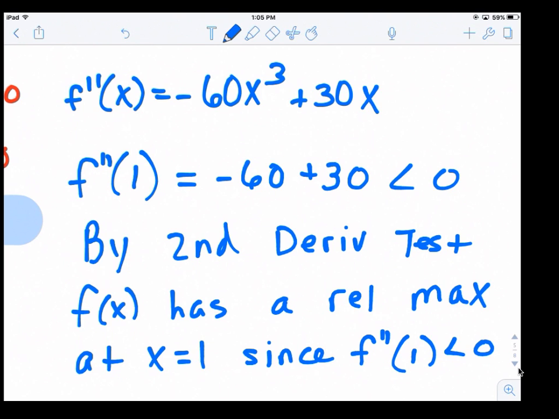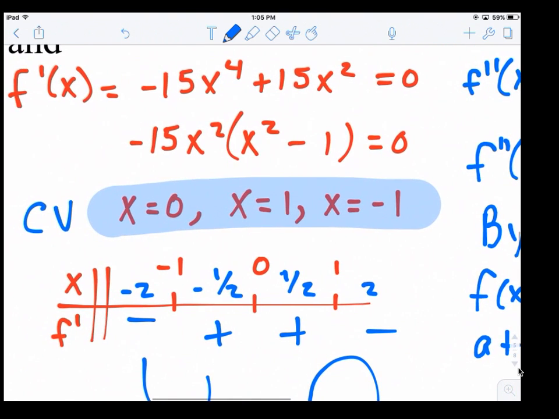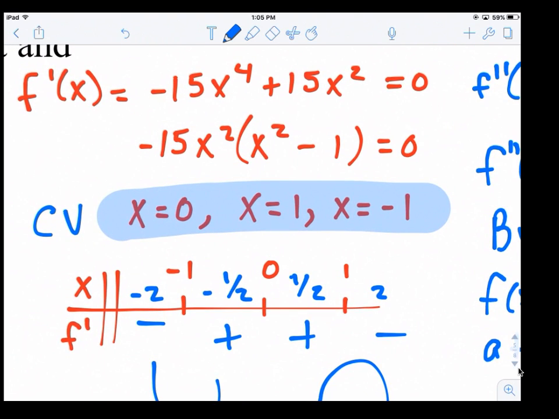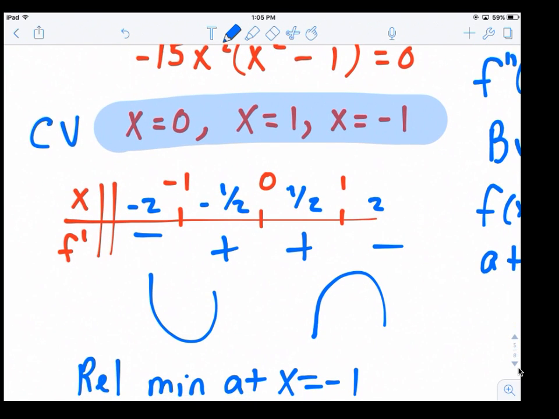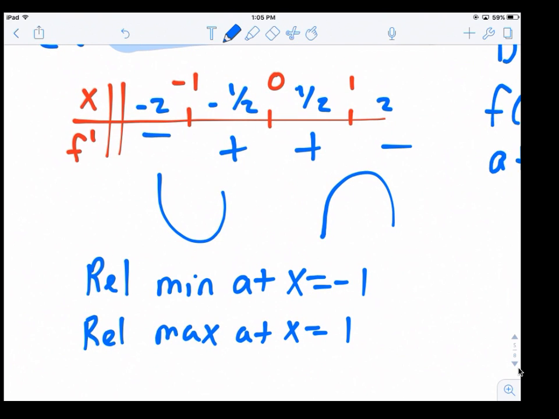Sometimes using the second derivative test is actually quicker than doing that thing that we just did. Those are your critical values from part A. So we only did this one so far. We're going to do the other two. Instead of doing this, you can kind of skip right to the second derivative and then test it if you want to do it that way.